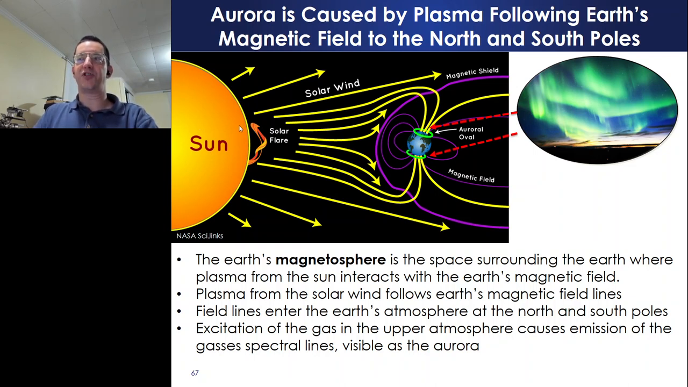Plasma is blown off of the Sun and travels through space. When it gets to the Earth, a certain fraction of these particles are trapped within the magnetic field lines surrounding the planet. They follow these field lines in a helical path until they intersect the Earth. This occurs at the North and South Poles, where the field lines exit and enter the planet. The excitation of the gas in the upper atmosphere causes emission of distinct spectral lines corresponding to those gaseous elements. This becomes visible as the aurora.